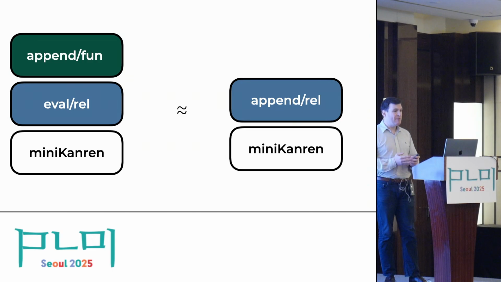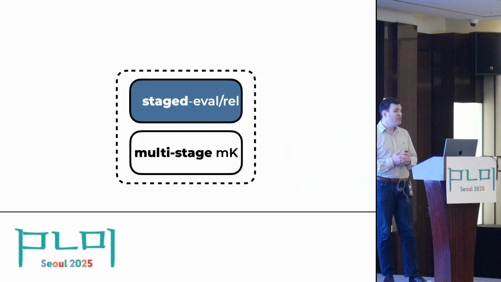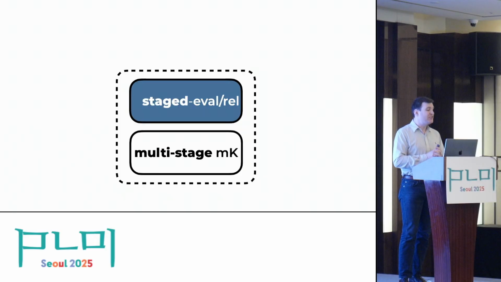What's new in this paper is a combination of two components. First is a staged relational programming language, multi-stage miniKanren, and the second is an interpreter written in this language that uses staging annotations.